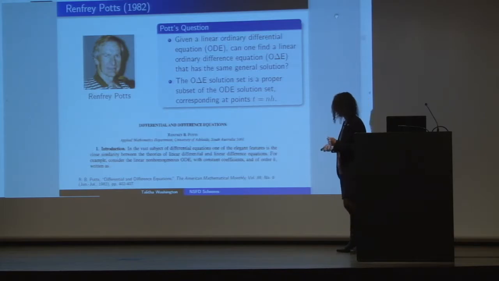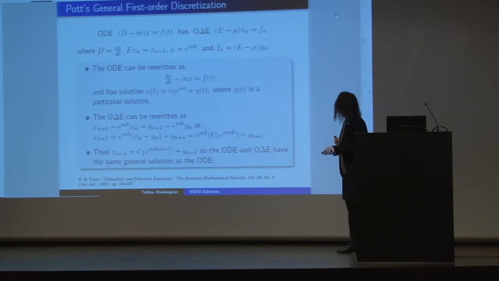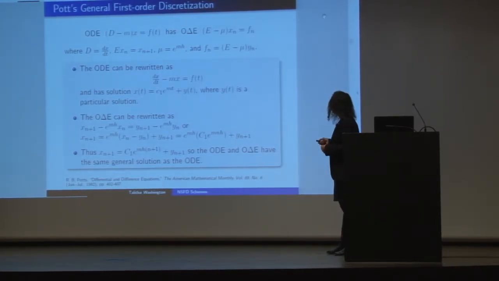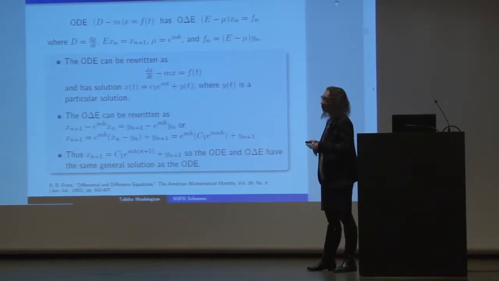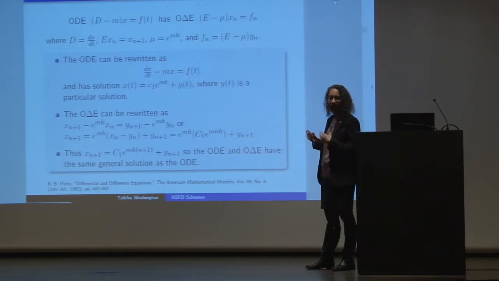And he says in his introduction, in the vast subject of differential equations, one of the elegant features is the close similarity between the theories of linear differential and linear difference equations. So let's briefly look at his paper here. In this paper, he looks at a general first-order discretization. We could write an ordinary differential equation as follows. Big D, you could think of that as dx dt, and m is just some sort of parameter. It could be complex, but you could also keep it real. Applied to x is equal to some f of t, where f of t is maybe a forcing term.